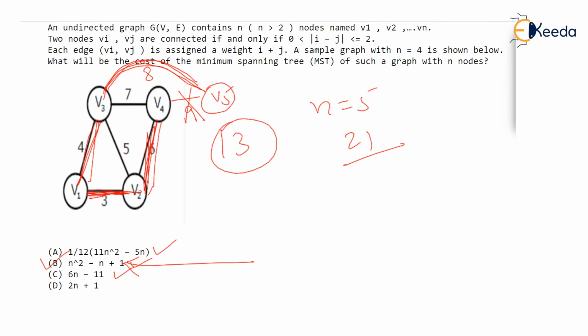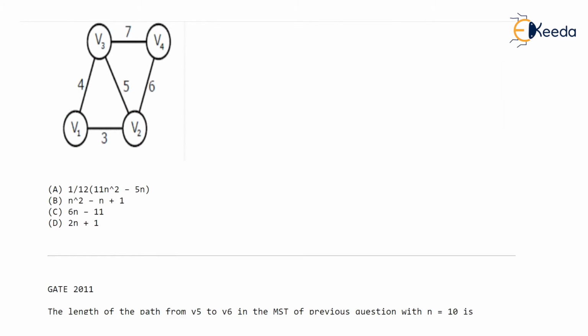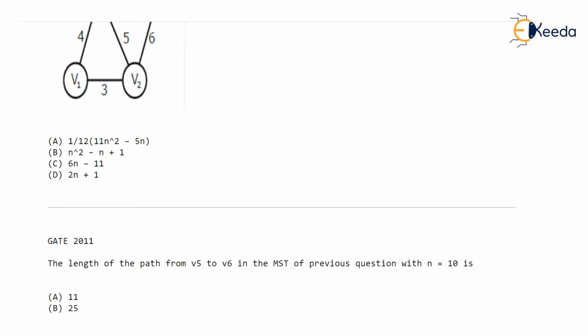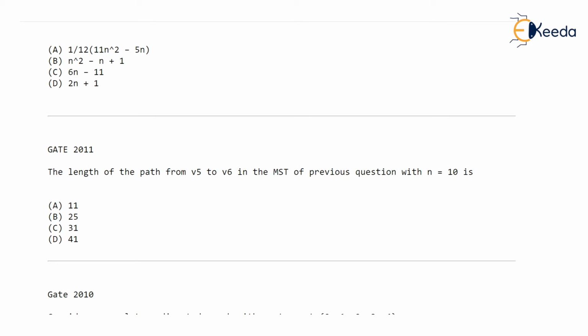I hope you have understood this. Now the second question is the linked question to GATE 2011. It is related to the previous question, and the question asked is the length of the path from V5 to V6 in the minimum spanning tree of the previous question with n equal to 10. That means now they are asking us to imagine that there are 10 vertices, and they are asking the length of the path from V5 to V6 in the tree. They are asking, not in the graph. In the tree they are asking.